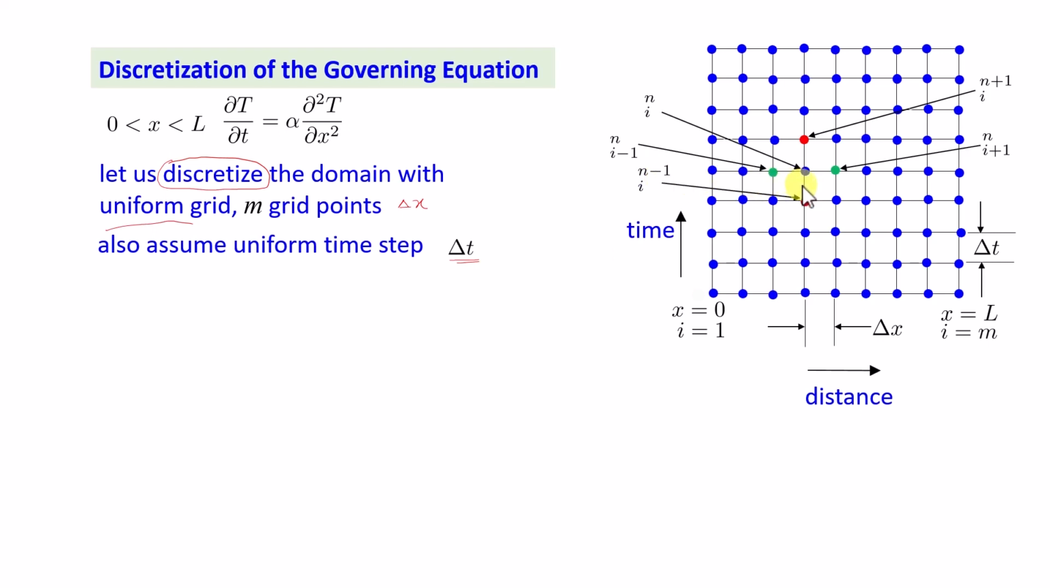This is the way we visualize our grid system, and now the domain is discretized, which means that in the domain we are only interested in discrete points where we will get the solution. That way we have discretized the domain, but now we have to discretize the governing equation here.